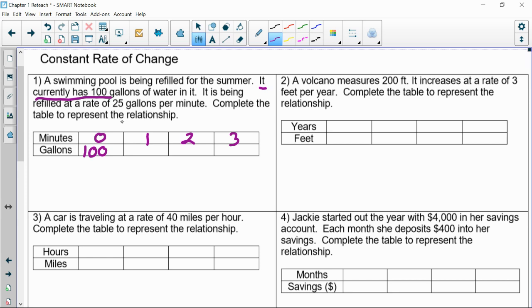Then each minute as it passes, we are adding 25 more gallons to the pool. So we're going to add 25 to our 100. Give me 125. Then for our 2 minute mark, we have 150 gallons. And we're going to end at the 3 minute mark with 175 gallons in the pool. That's all we needed to do for the top 4 that we're trying to do. Okay. 3 is a little bit different than the other ones.